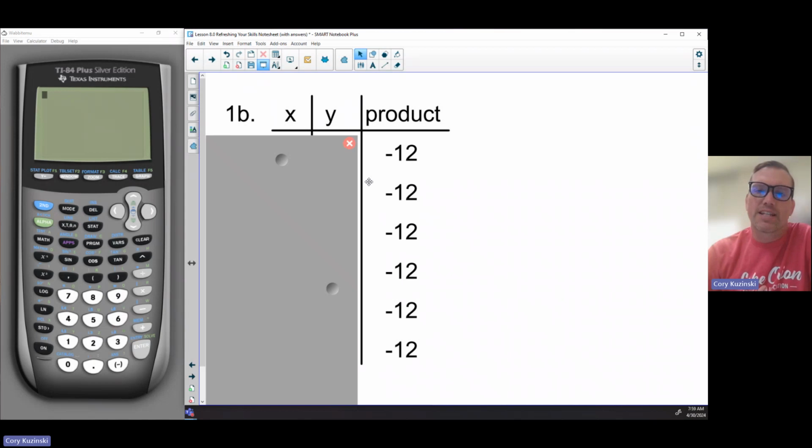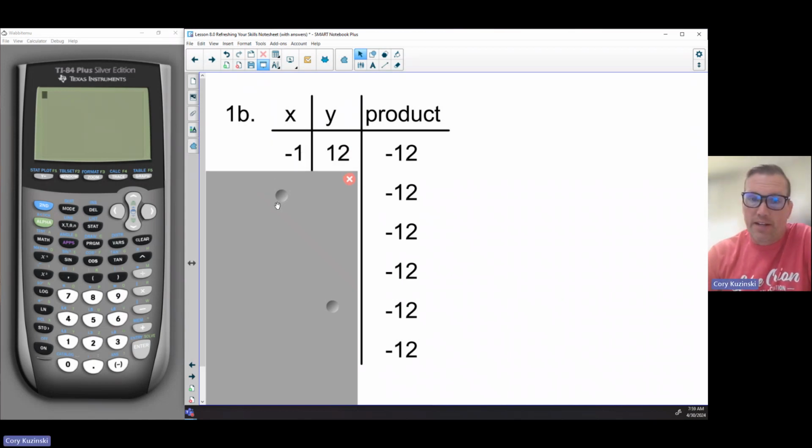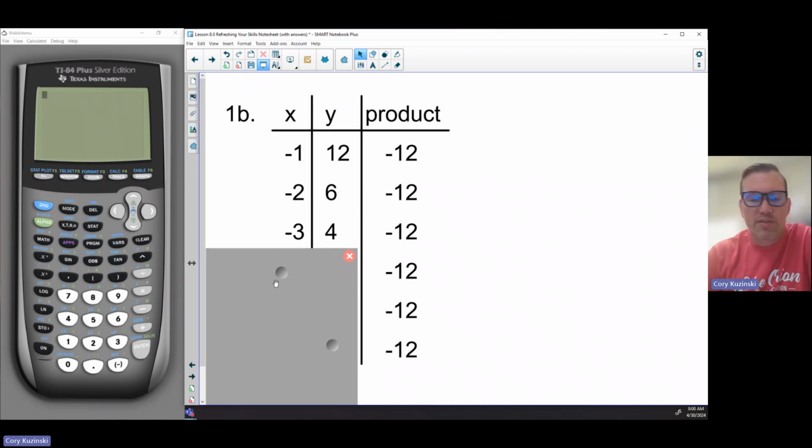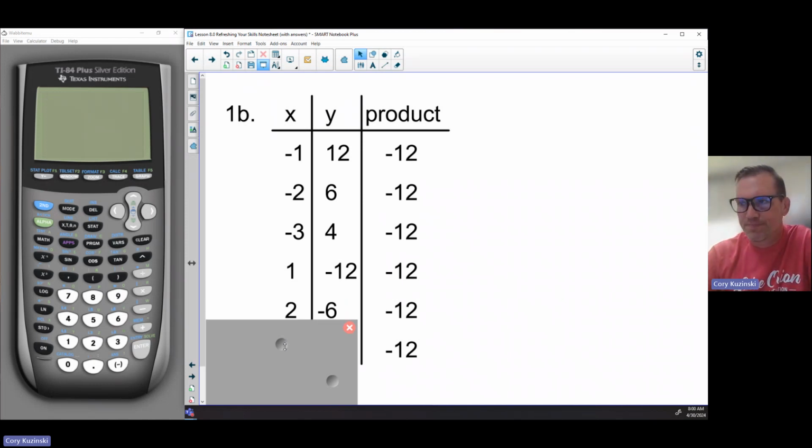What about if the product is -12? Well, -1 times positive 12 will give us -12, -2 times 6 will give us -12, and -3 times 4. So we get those same 3 combinations, but now order does matter. Where you put that negative sign is going to affect this. So 1 times -12 will give us a product of -12, 2 times -6, and lastly, 3 times -4.